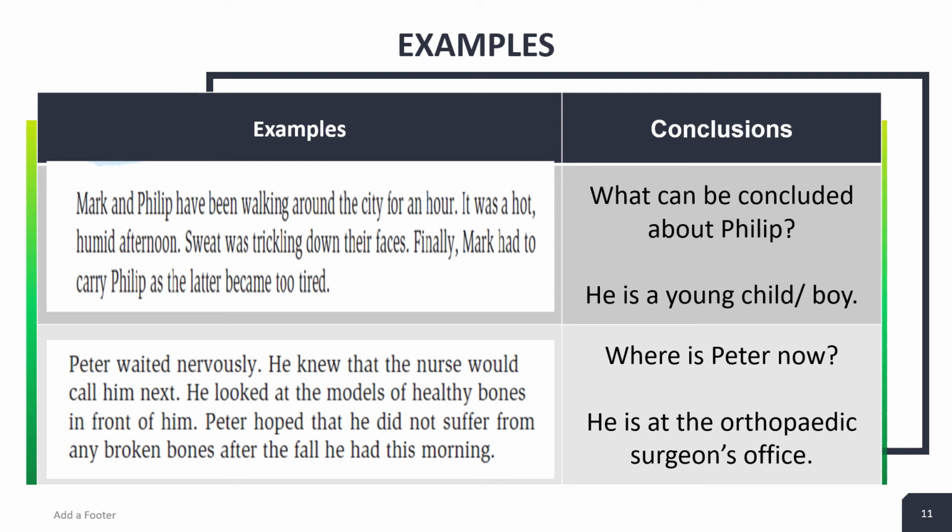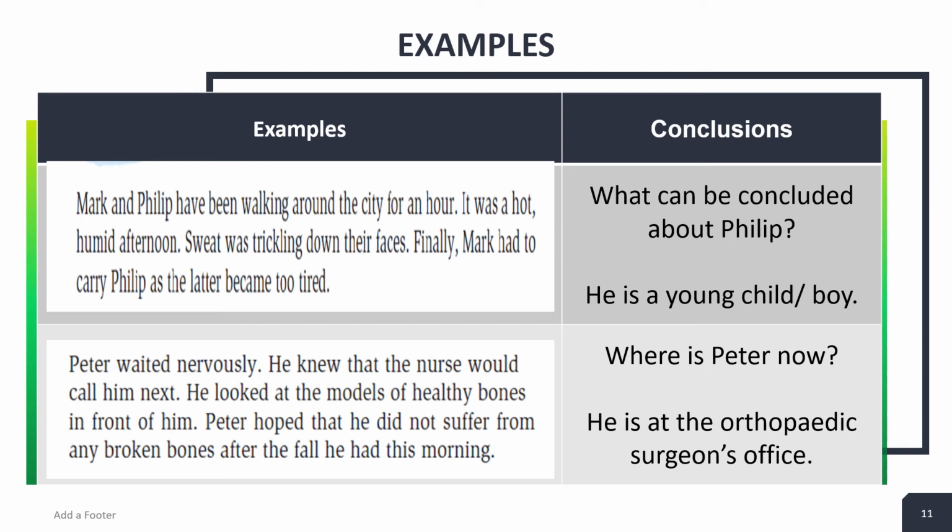So Philip had been walking, then sweat was trickling down their faces, and Philip, as the latter, becomes too tired. So Philip is a young child or boy. Why? Because the fact that Mark had to carry Philip gives us the idea that possibly Philip is not that big, not that tall. That makes Mark strong enough to carry him.